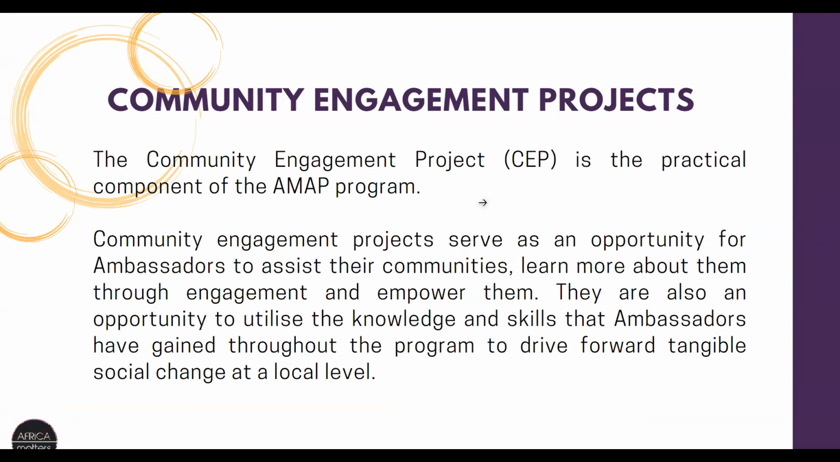The Community Engagement Project is one of the core components of the Africa Matters program. It's really about giving the ambassadors the opportunity to apply practically the skills that they have learned and the development that they've grown into over the past several months. It not only serves as an opportunity for our ambassadors to learn, but also allows them to assist and engage their communities. So we're not just impacting our ambassadors, but our reach extends to their communities.